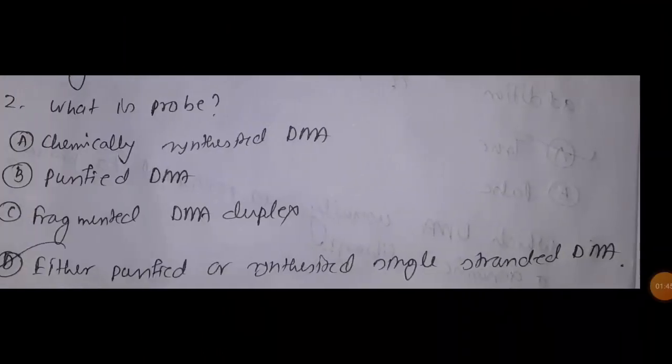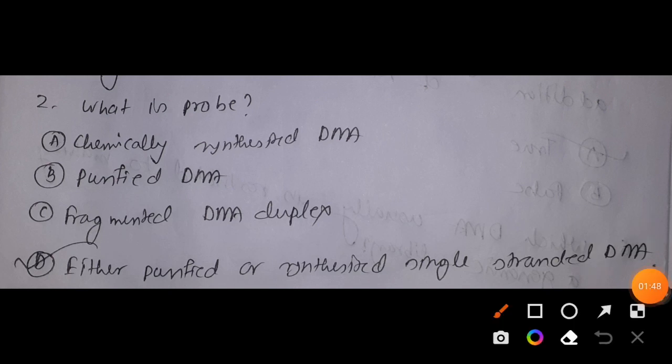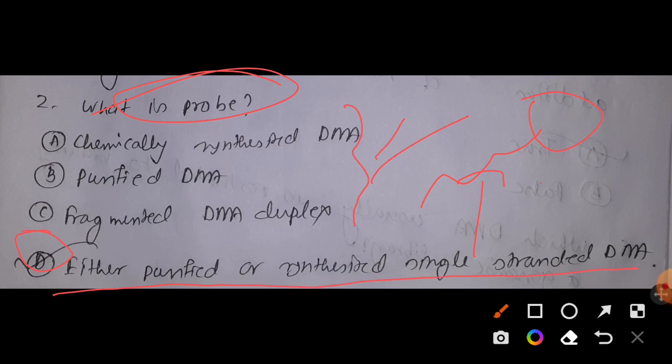Okay, now let's move to the next question, that is, what is a probe? A probe is a short single stranded DNA molecule which is attached with a radioactive isotope, right? And this DNA can be chemically synthesized or naturally synthesized, right? So here the D option will be more preferable than anything else present here, right? Either purified or synthesized single stranded DNA tagged with any kind of dye is called a probe. Okay.